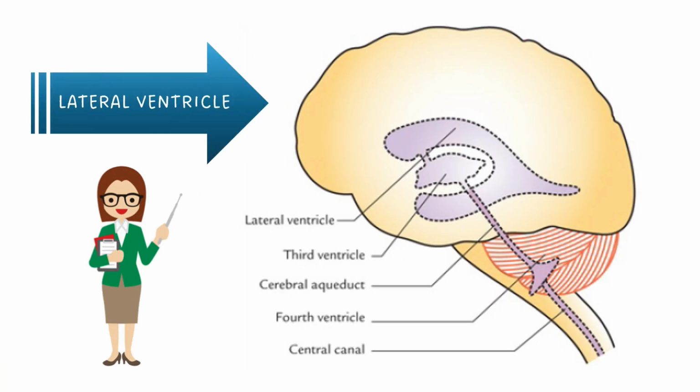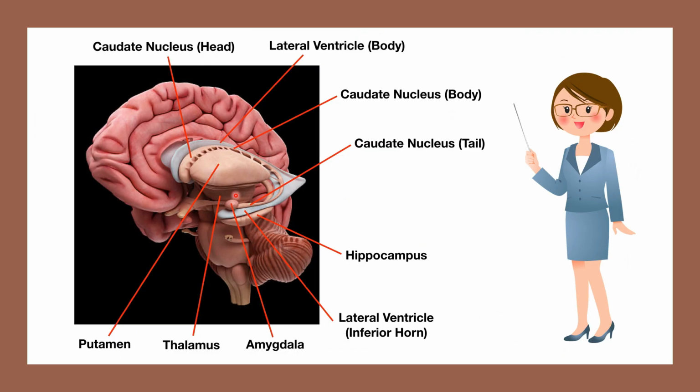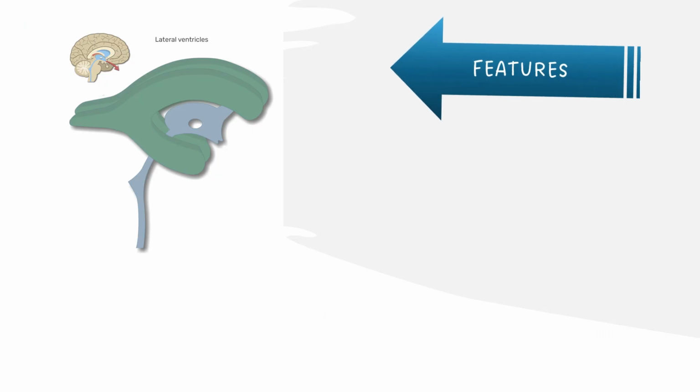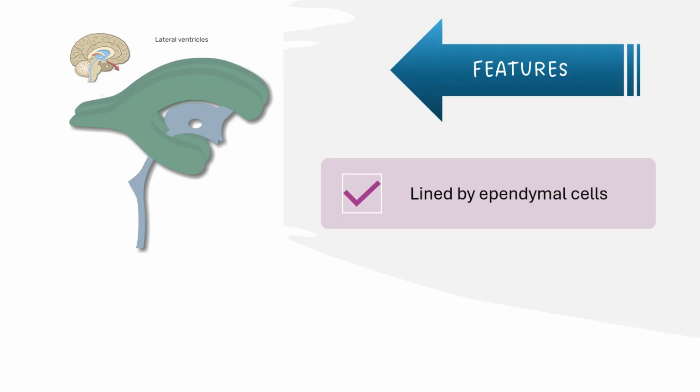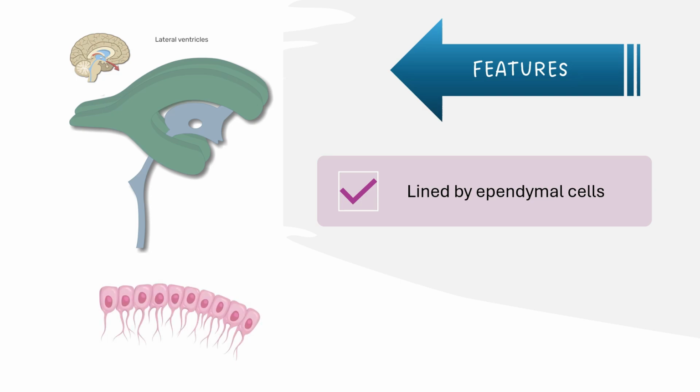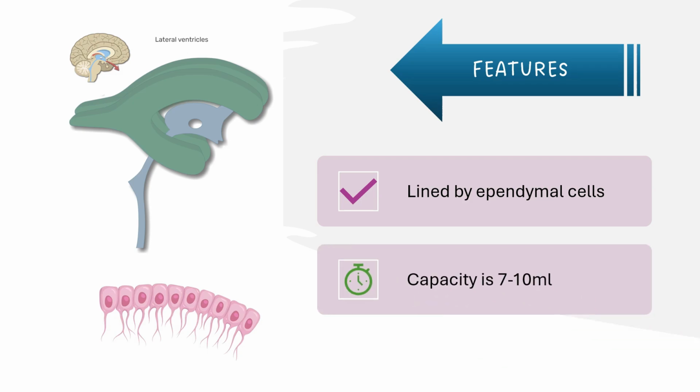Let us study the lateral ventricle. There are two lateral ventricles, one in each cerebral hemisphere. Each lateral ventricle is a roughly C-shaped cavity situated within each cerebral hemisphere. The lateral ventricle wraps itself around the thalamus, the lentiform nucleus and the caudate nucleus. The cavity of the lateral ventricle is lined by ependymal cells and it is filled with CSF with a capacity of about 7 to 10 ml.